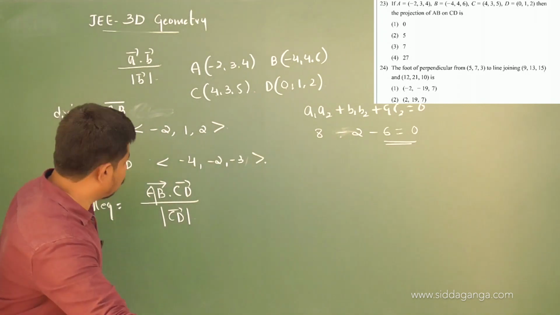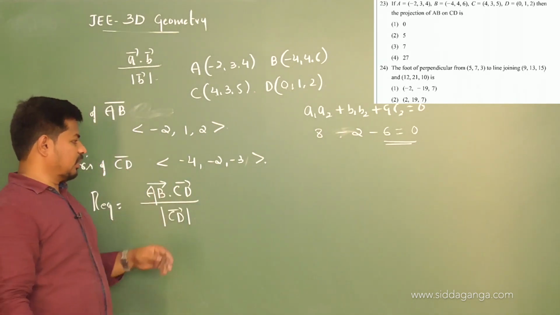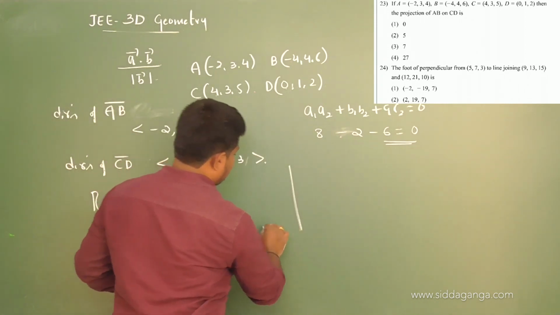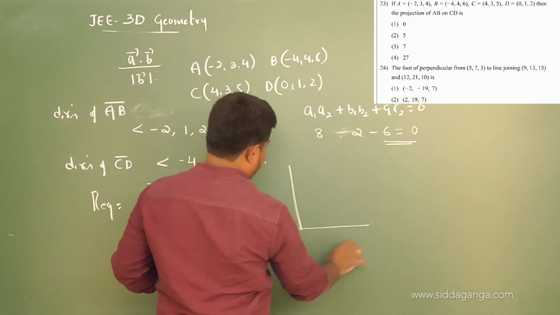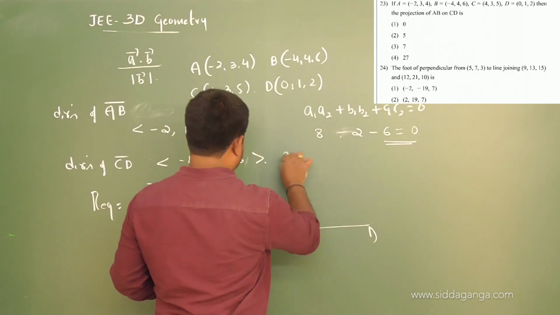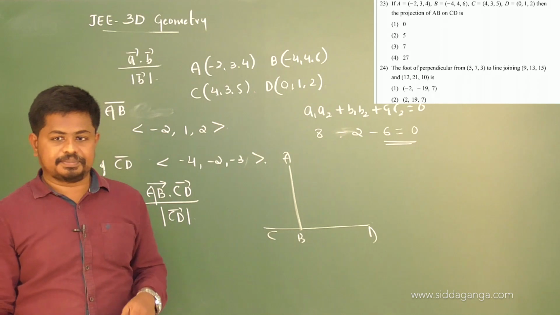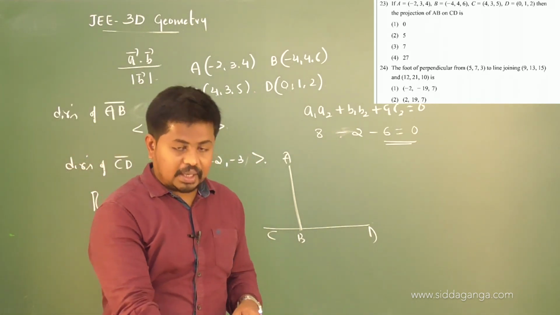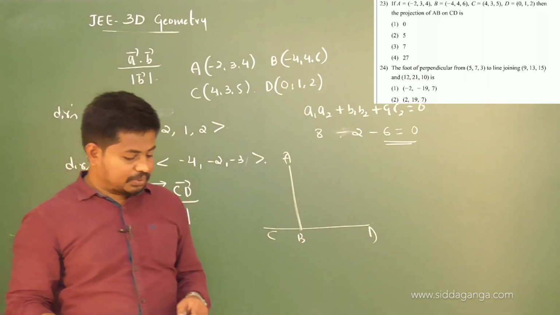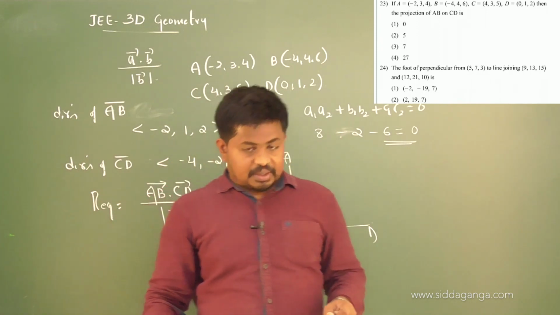So whenever these two are perpendicular to each other, then the projection, so this is CD, this is AB, the projection of AB on CD becomes 0. So there is no projection when the angle between the two lines is 90 degrees. So option first is the correct one.